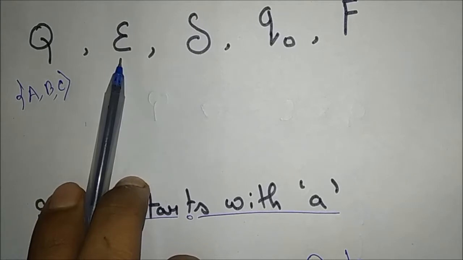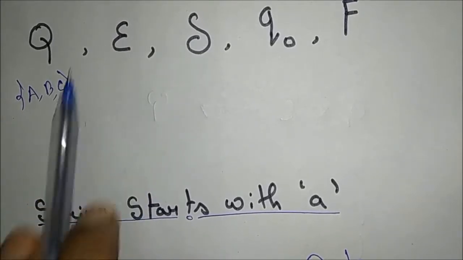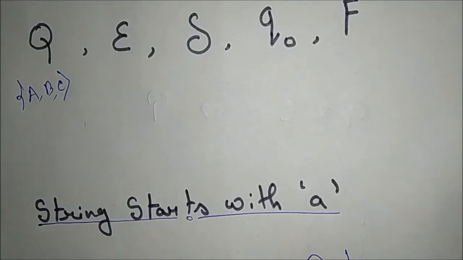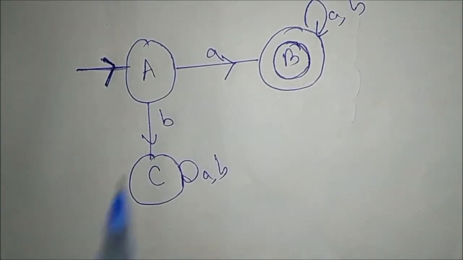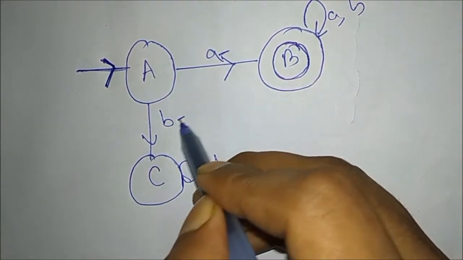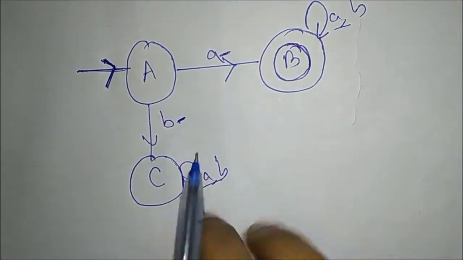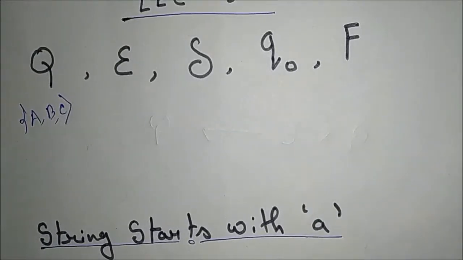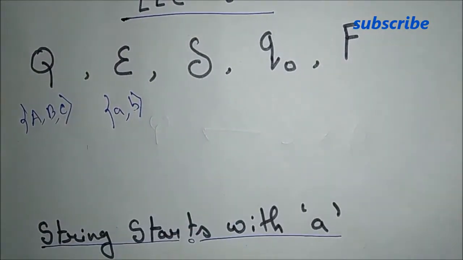Then what is Sigma? Sigma means input alphabet. So input alphabet means in this example, how many inputs are there? If you focus on this diagram, here 2 inputs are there, A and B. So it is the input alphabet, and here the input will be A and B.